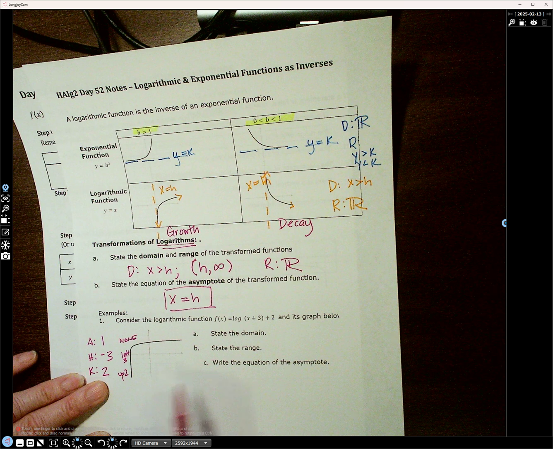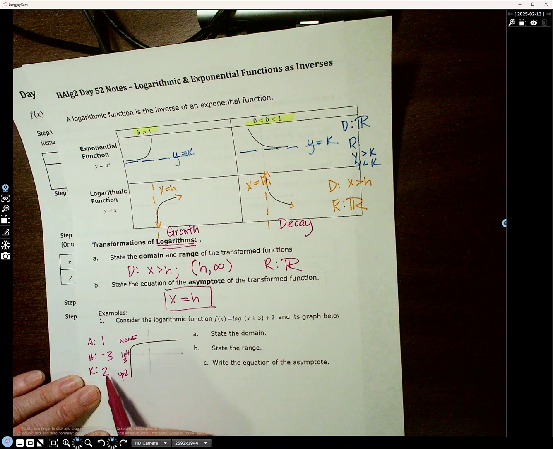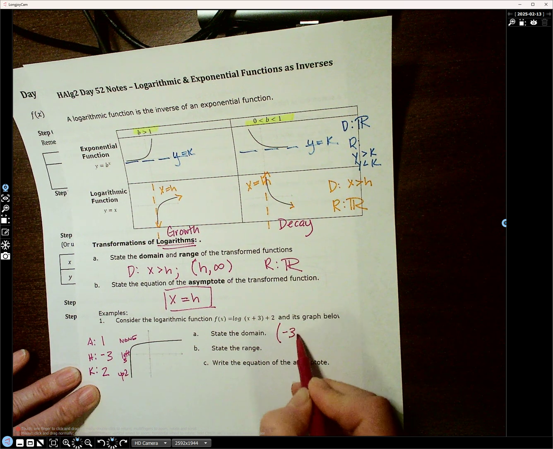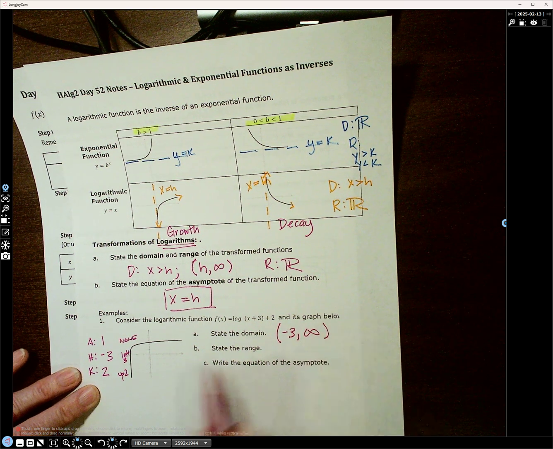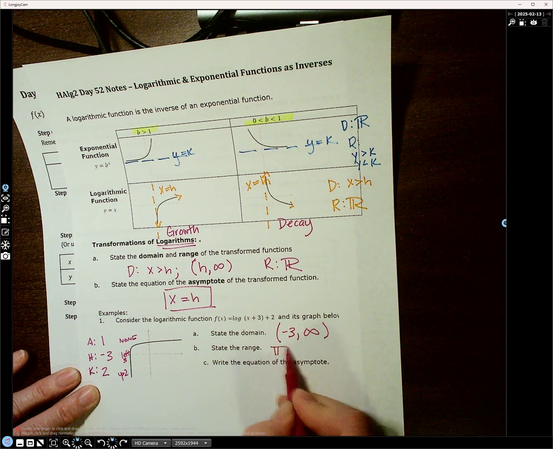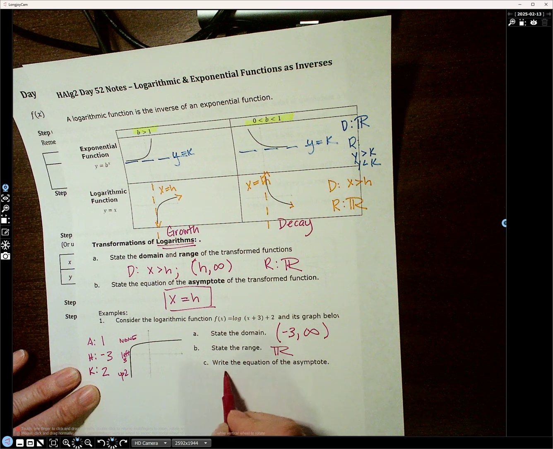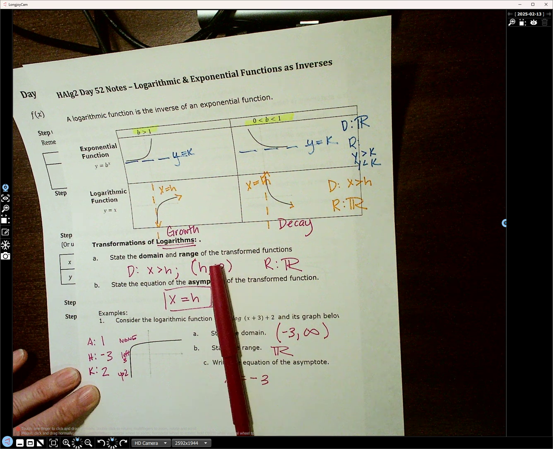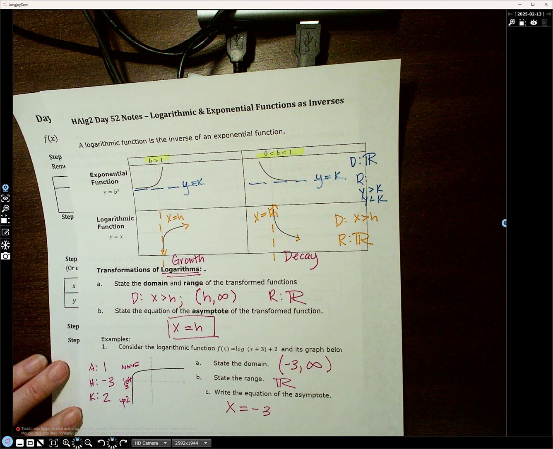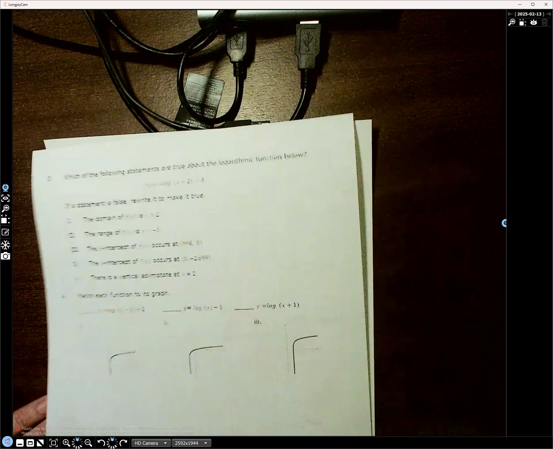Okay, so if this is the case, then my domain has to do with H. It's soft bracket, -3 to +infinity. This graph exists for which x values? Above -3 to +infinity. Range all real numbers. Write the equation of the asymptote. X equals -3. Vertical asymptote. Okay? So those are kind of the real quick overview of the graph. We're going to get into the nitty-gritty.